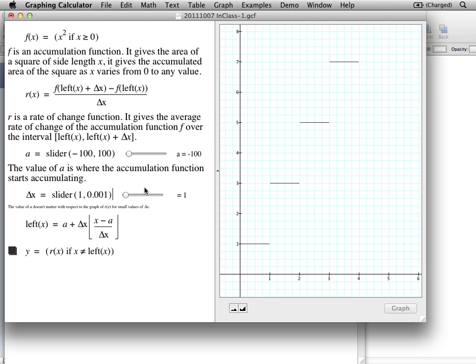Zach, why does it make sense that this is a step function? Why should we not be surprised that it's a step function? Because it has a constant rate over certain intervals. Okay, and where does that constant rate come from? The graphing calculator is just doing calculations and plotting, right? So what about the calculations makes the step function? Dividing the accumulation function into portions of delta x and then finding the slope of that.